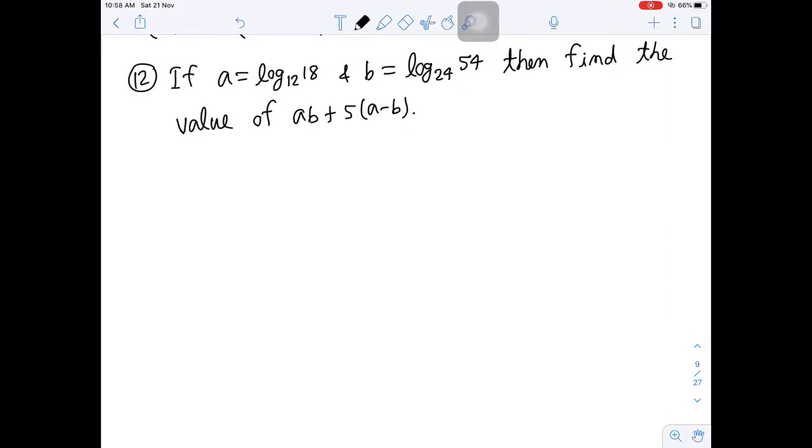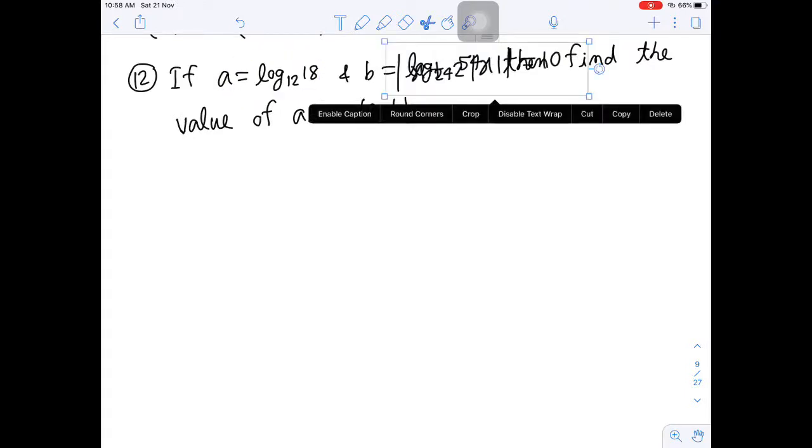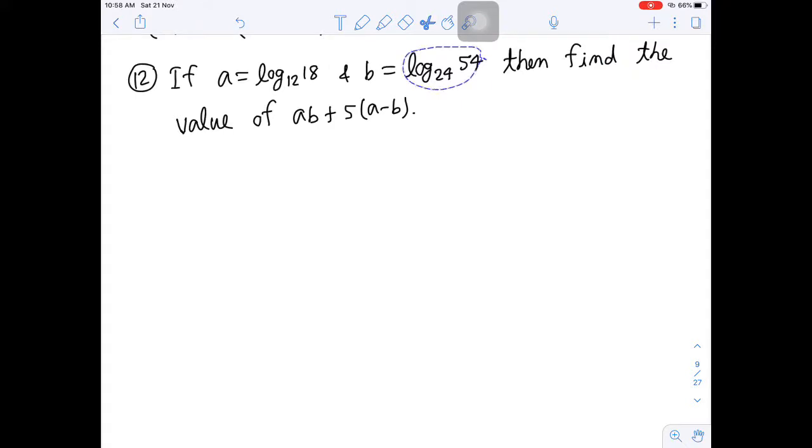Okay student, then we will solve question number 12. Question number 12 is, if a is log 18 base 12 and b is log 54 base 24, then find the value of ab plus 5 times a minus b. So first of all, we need to simplify a and b. So we have a equal to log 18 base 12.